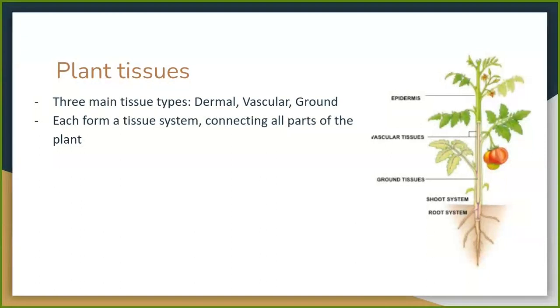So the first one is dermal tissue. Dermal tissue is analogous to human skin. It's the outermost layer, and like the skin, it's our first defense against disease or damage. Same thing with the plant's dermal system. It's the first layer outside, and it's also defensive in some ways. And specific layers of dermal tissue include, as listed, the cuticle.